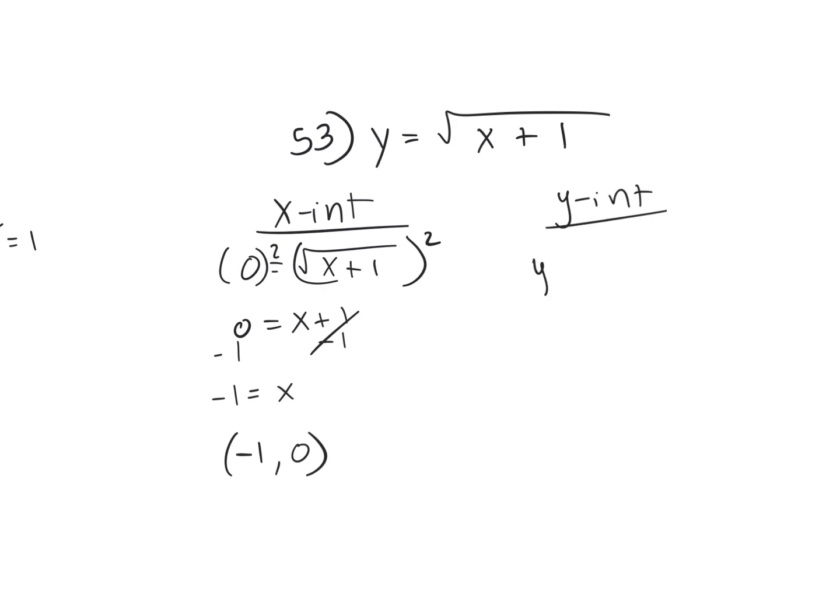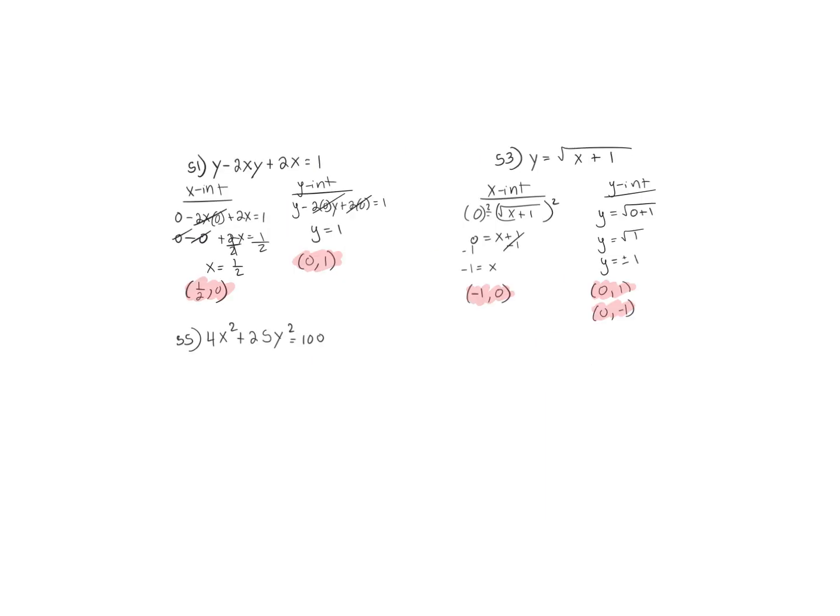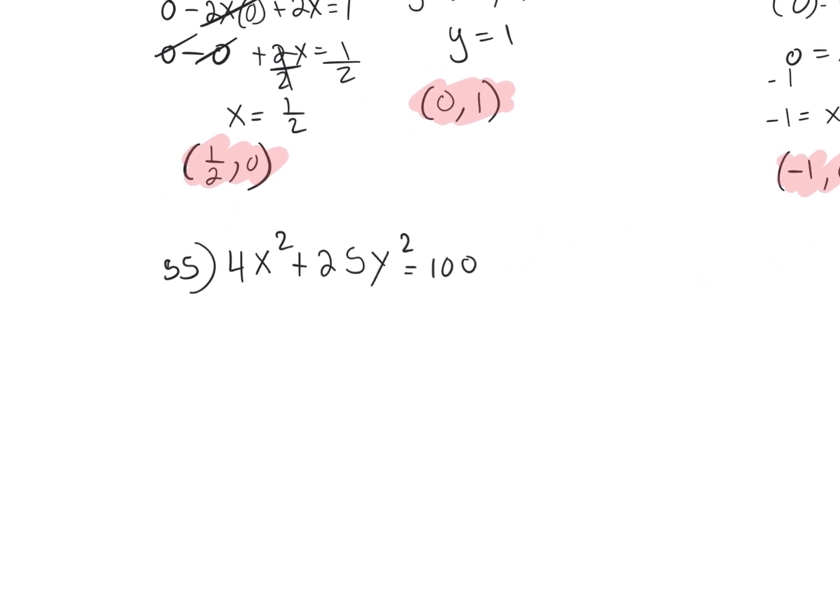So it's going to be y equals root 0 plus 1. So y equals root 1. Root 1 is just plus or minus 1. So we get a y of (0, 1) and (0, negative 1). The reason it's plus or minus 1 is because the square root of 1 is just 1. But if you have negative 1 times negative 1, it gives you 1, and 1 times 1 gives you 1. So that's why it's a plus or minus.